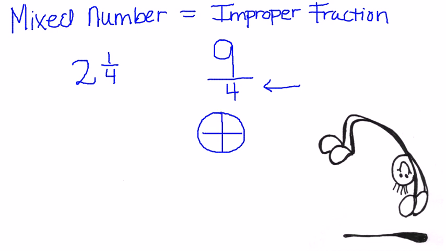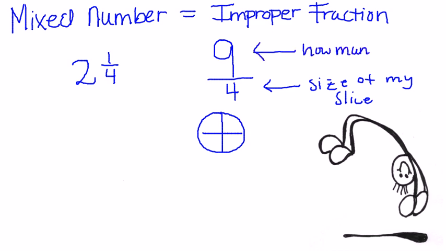So the number on the bottom tells me the size of my slice. Now remember that the number on the top tells me how many slices I have. Now look at this. Notice that if I were to shade this in, let me use a different color here. If I were to shade this in, I can only shade 4 at a time because I only have one whole showing there. But I have 9 pieces. So what do you think I'm supposed to do?